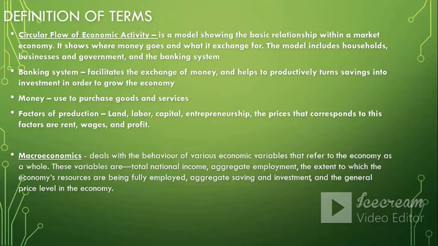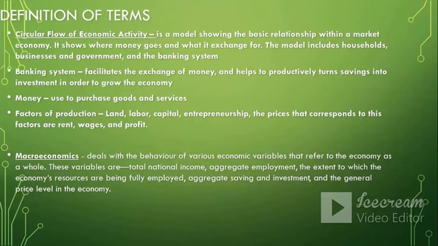So, these are the factors of production: land, labor, capital, entrepreneurship. The prices that correspond to these factors are rent, wages, interest, and profit. Now we define macroeconomics. Macroeconomics deals with the behavior of various economic variables that refer to the economy as a whole. These variables are total national income, aggregate employment, the extent to which the economy's resources are being fully employed, aggregate saving and investment, and the general price level in the economy.